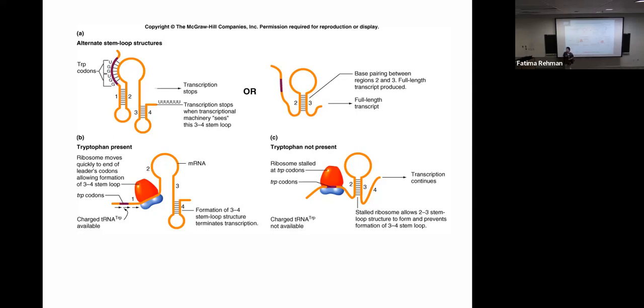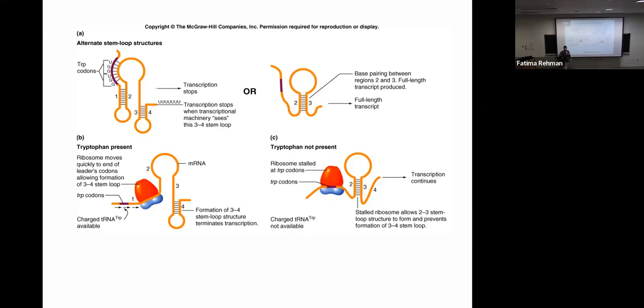And so what you end up with is your leader peptide along with this stem loop structure. Alternatively, if you don't have a lot of charged tryptophan available, so you don't have a lot of charged tRNAs with tryptophan available, the ribosome is going to be stuck. Those codons not able to move, it's stalled, right? Because it went to that AUG, it got to the start codon, and now it's a tryptophan and there's no tryptophan around. This allows the 2,3 structure to form instead of the 3,4. And because it forms this structure, it continues to create the transcript, and you get the full length transcript and you get the full length translation. You have the operon to work with.